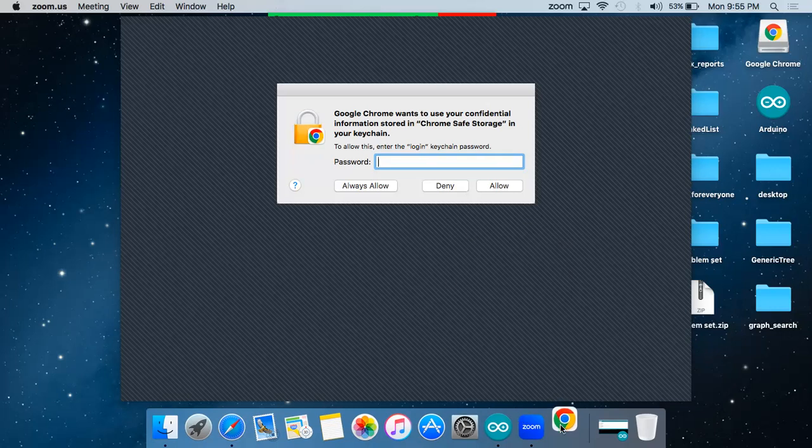Google Chrome wants the user's confidential information.